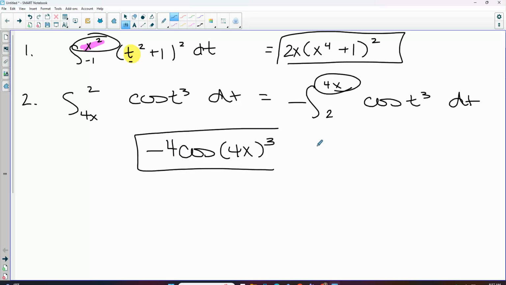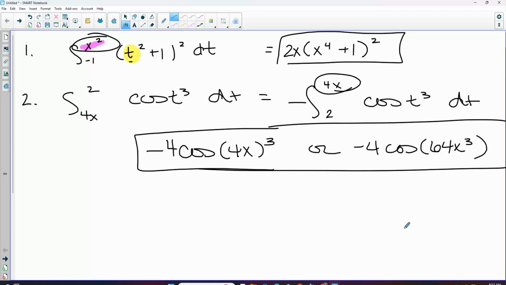Okay, you could write it like this. You could say 64x cubed if you actually wanted to cube that out, but either way, it's fine. So, fundamental theorem questions. When we originally learned this, we worked them all out and found that that's true, which you obviously could still do. But it's much shorter to realize the only thing that changes is your variable gets replaced. And then chain rule if necessary. And if you need to flip the limits, you throw a negative in front.